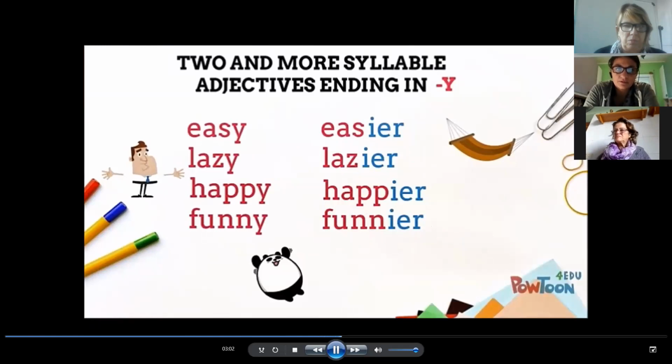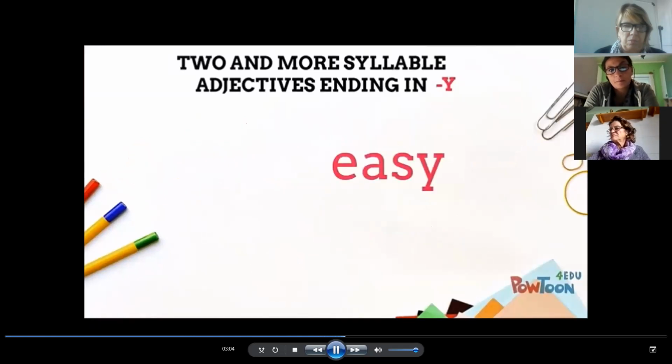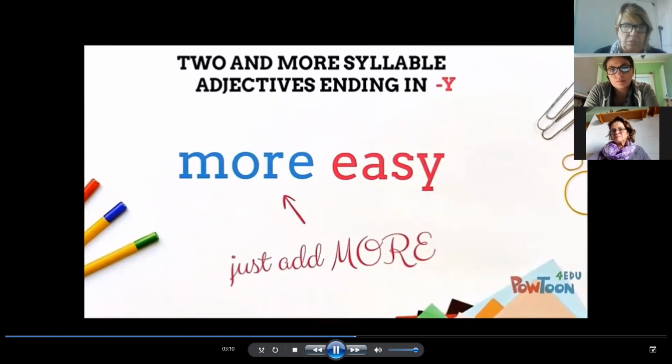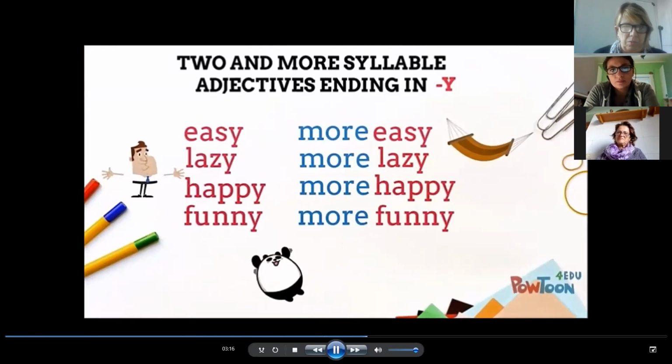Funny, funnier. But there is another way. You can also make the comparative form of adjectives ending in y with the help of more. More easy. So there are two ways. More easy, more lazy, more happy, more funny.